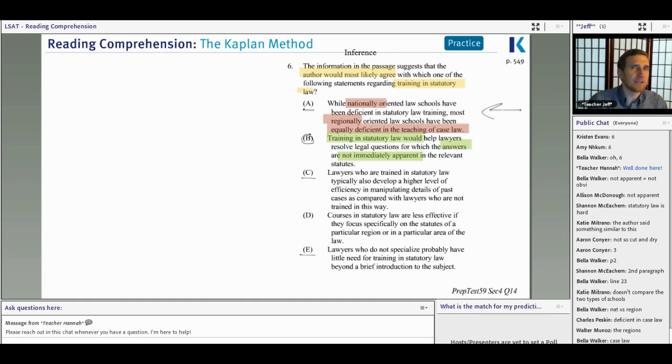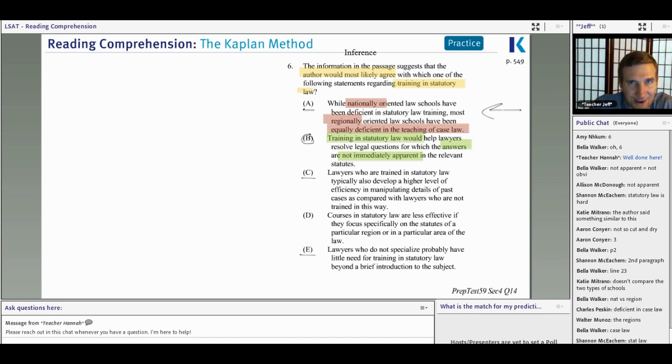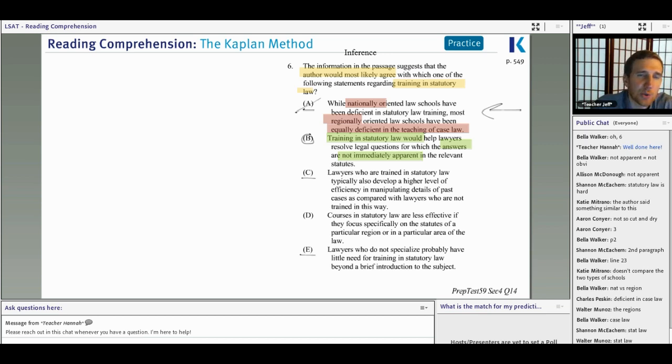The only thing that we ever said schools weren't teaching enough of was what? What's the one thing that we said schools should be teaching more of? That is the stat law. Exactly right. So the test makers keep trying to bring up case law in places where they should not. Okay, talk to me about C. Why is this wrong?